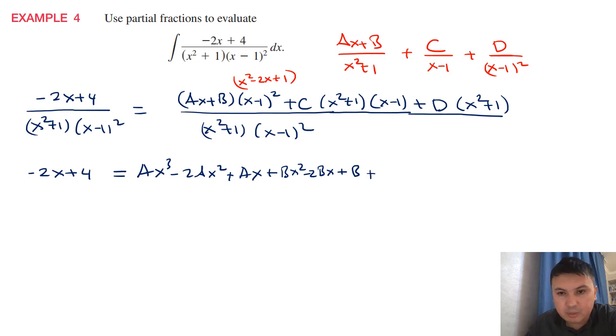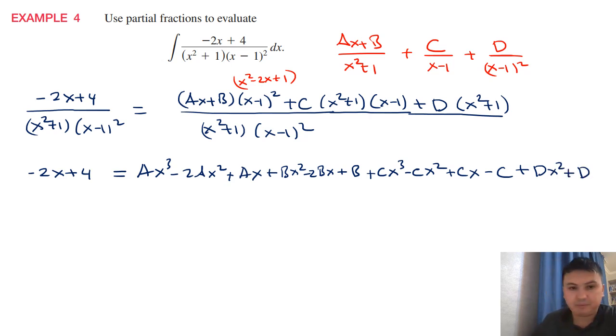Plus, now x squared plus 1 times x minus 1, so we get cx cubed. Then I get minus x squared, so minus cx squared. Then I get x, so plus cx, and 1 minus 1 is minus c. And then from the last term I get dx squared plus d.